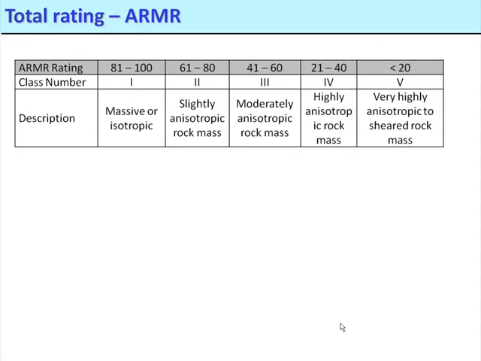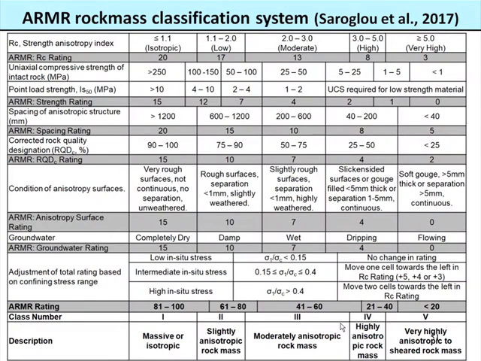Now, in terms of total rating, we can see that we have five categories, similar to the rock mass rating. And we have a description for each case, from isotropic, slightly anisotropic rock mass, moderately anisotropic rock mass, highly anisotropic, and very highly anisotropic to sheared rock mass. The table that presents the ARMR classification is shown in this slide, and we can see the different rating parameters and also the final classes predicted by the classification.